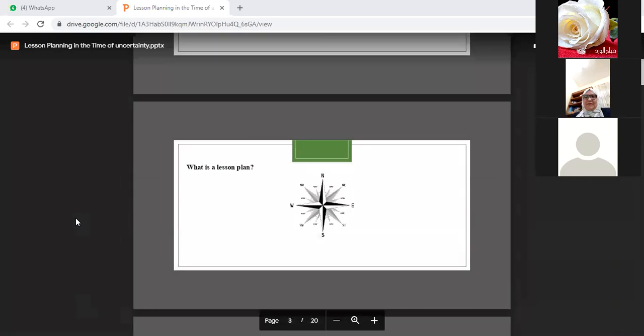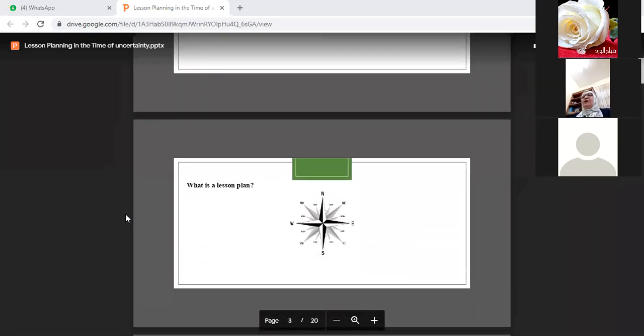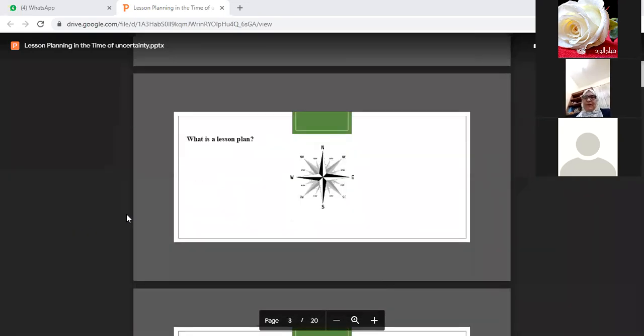What can you see in this picture? It's a compass. It shows the main directions. But what's the relationship between the compass here and lesson planning? It clarifies the directions for us in order not to get lost. Okay, so a compass leads us through a road map. This is perfect.